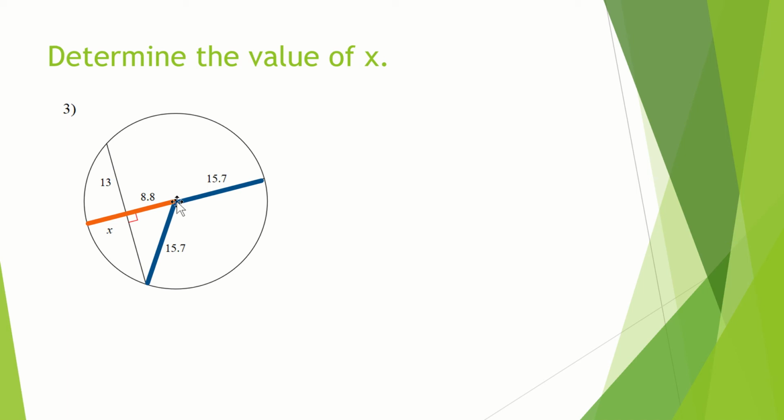And this orange line would be 8.8 plus x. The way to do this problem is to realize that all the radii of a circle are the same. So that means the orange line is congruent to the blue line. So our equation is this. The blue line, 15.7, is equal to the orange line, which is 8.8 plus x. Okay, so we have that equation right there. Then we're going to subtract 8.8 from both sides of the equation, and we're going to get 6.9 as our value for x. So that's how to determine what x is.